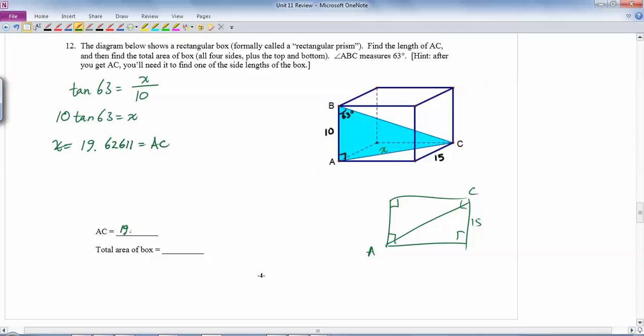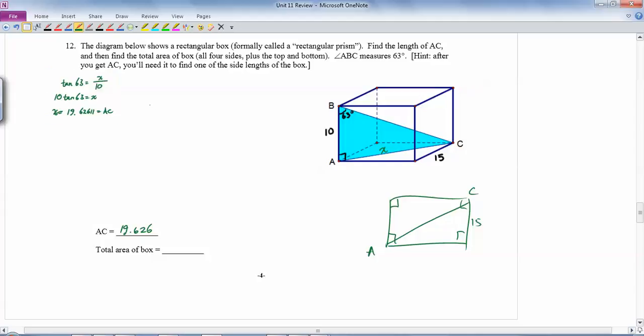So 19.626 if we round to 3 places. Let's see if I can shrink this down a little bit. All right. So right here, I'm going to put 19.62611. All right. The next part says figure out what the total area of the box is.